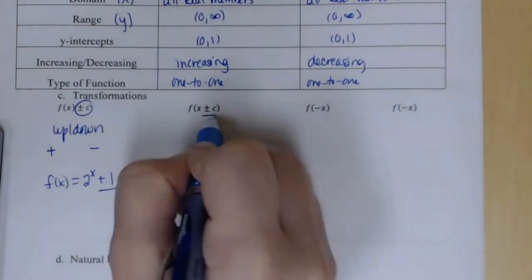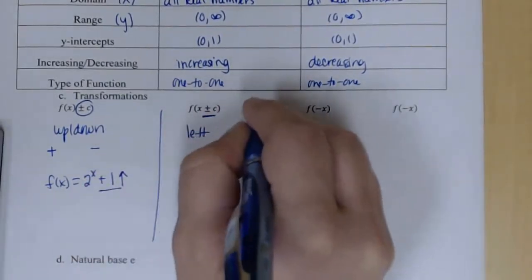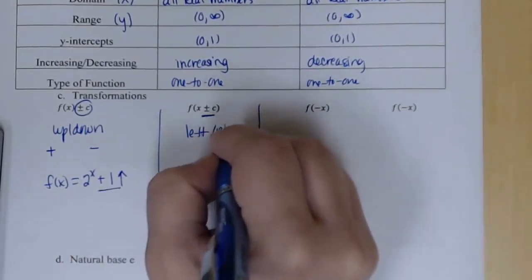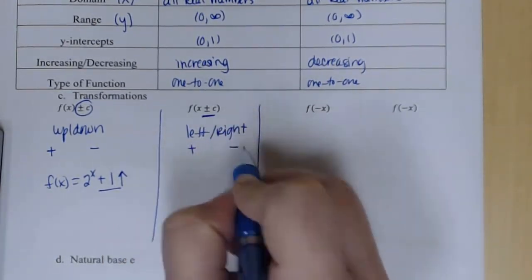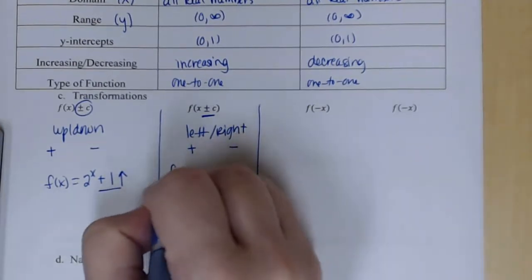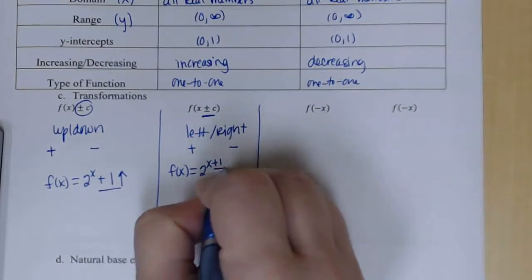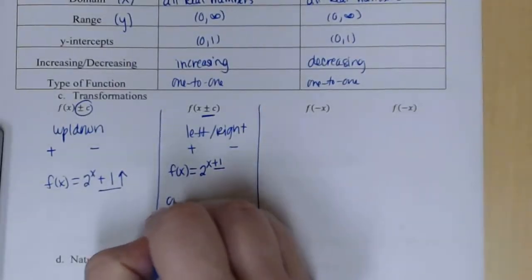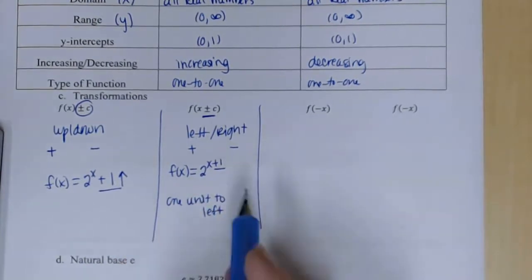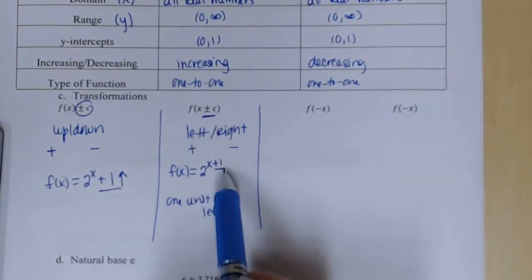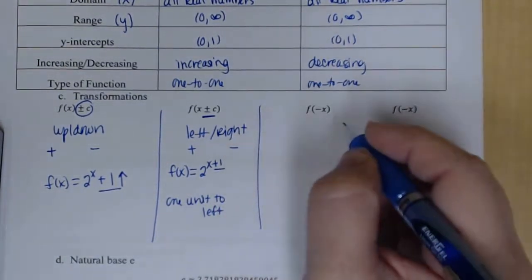Then also we learned that if we have plus or minus on the inside, remember that is going to move you left and right. It was the opposite of what you think. So positive was going to move you left and negative was going to move you right. So therefore f of x is equal to 2 to the x plus 1, and that little plus 1 right there would be 1 unit to the left. And so it's still happening inside the function, but we see that it's happening up there in the exponent, which we haven't seen before.